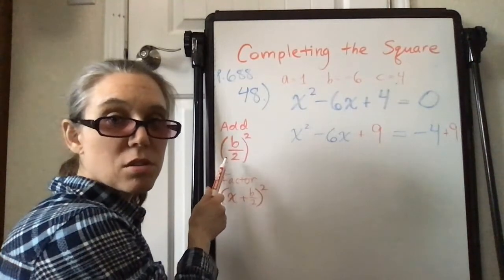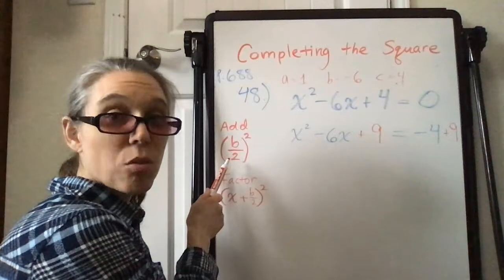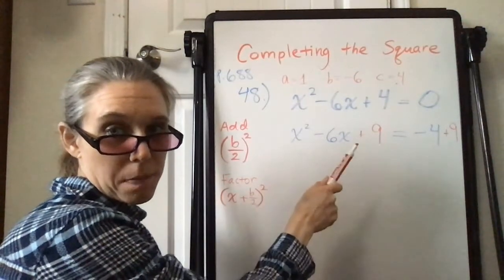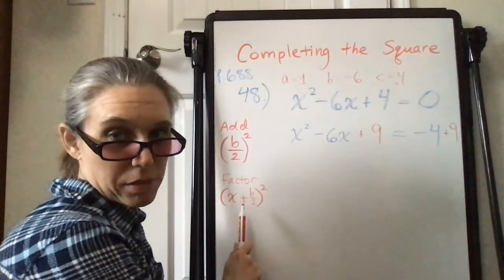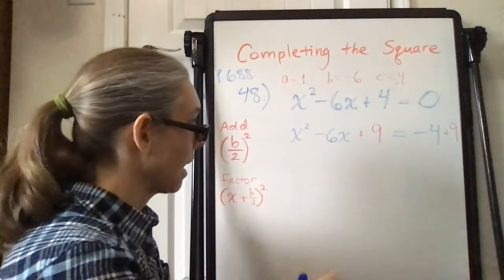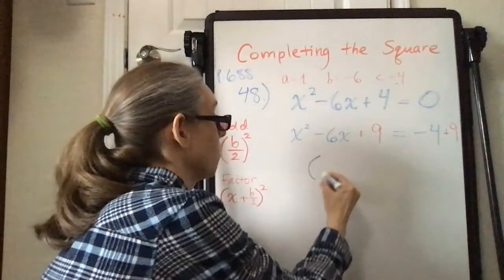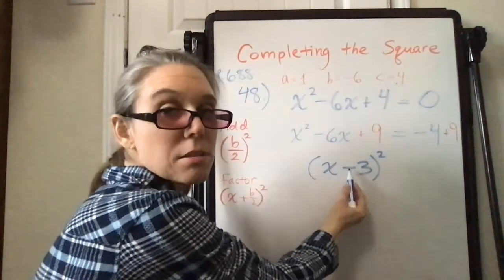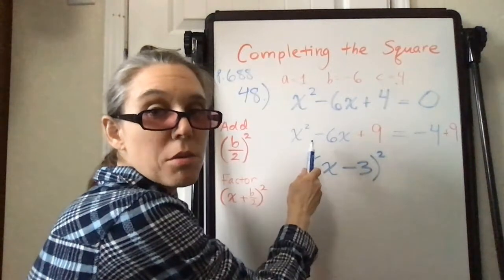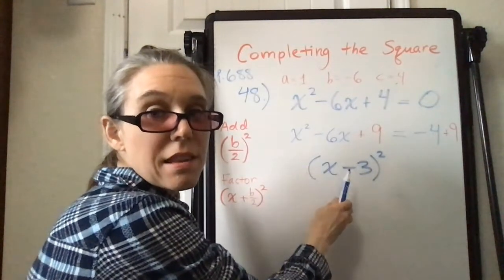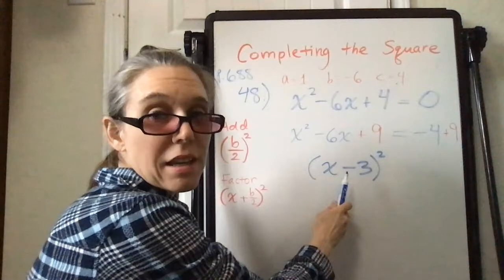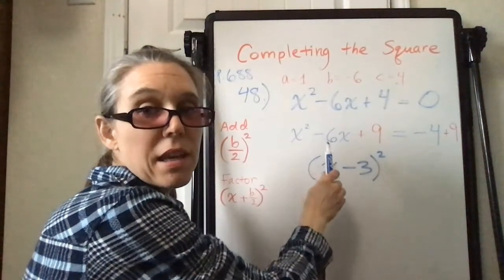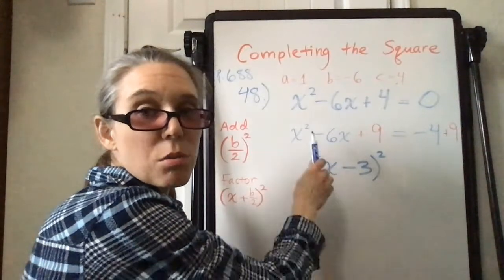Do you remember what b over 2 was? b over 2 is negative 3. So what we're going to do is factor this expression into x plus negative 3. X plus negative 3 is the same thing as x minus 3. So if this number right here is negative, then this number right here will also be negative. If this number here is positive, then this will be positive. So the signs of b and right here in the middle of the perfect square, these will match.